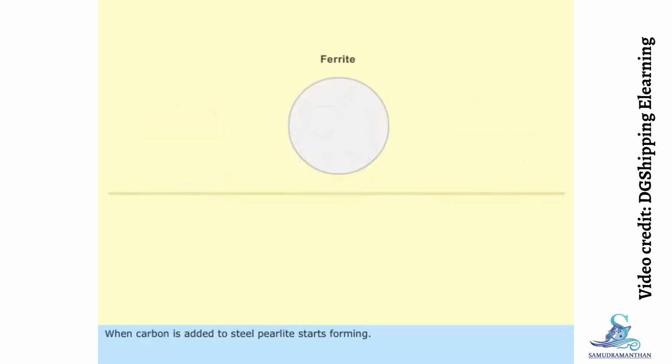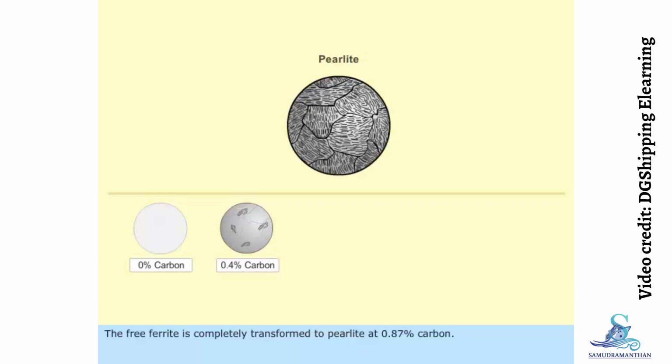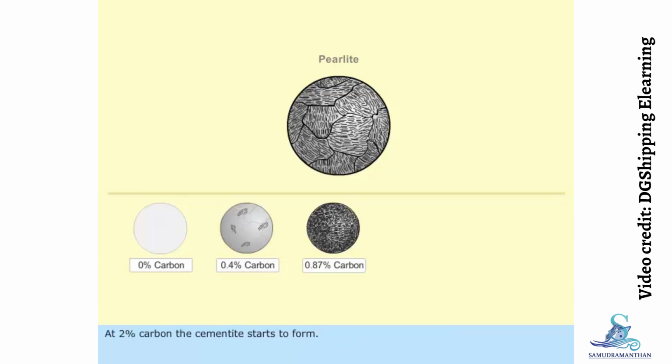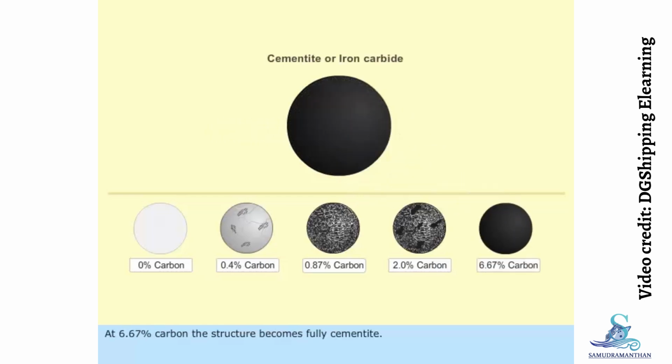When carbon is added to steel, pearlite starts forming. The free ferrite is completely transformed to pearlite at 0.87% carbon. At 2% carbon, the cementite starts to form. At 6.67% carbon, the structure becomes fully cementite.